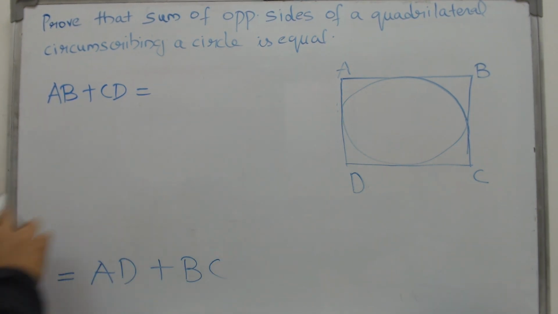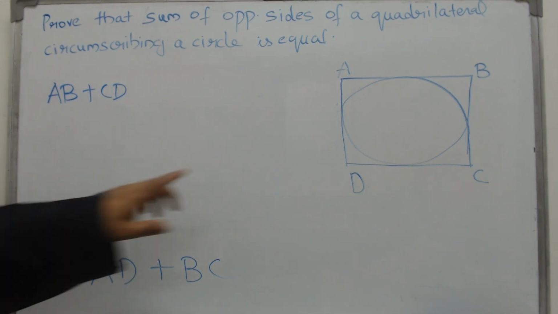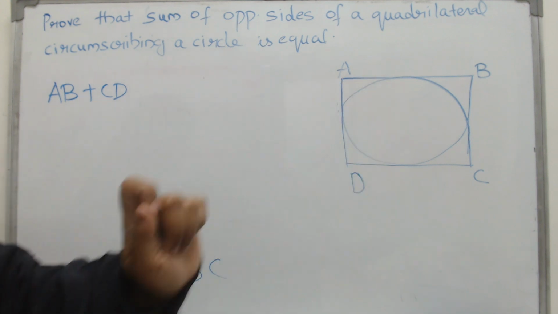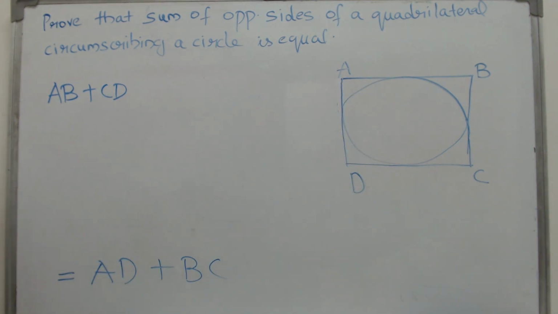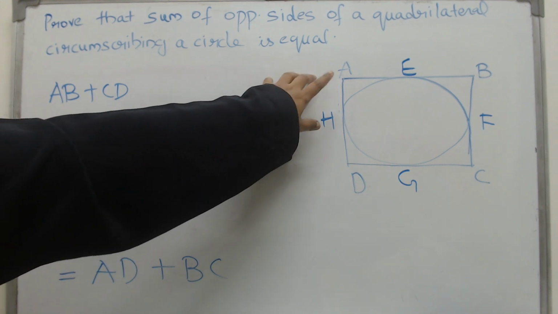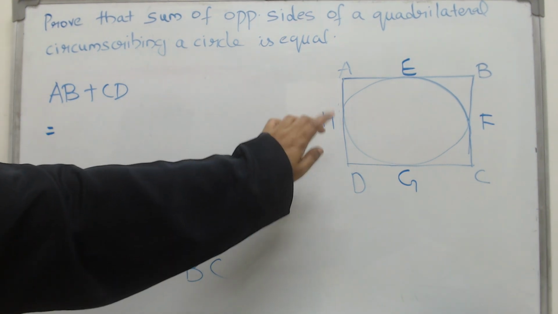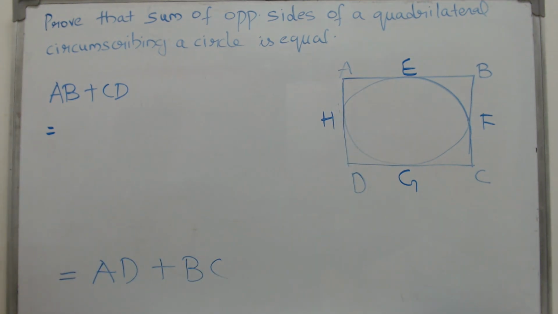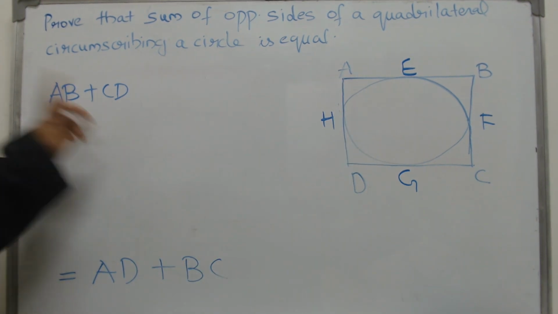Then how will we proceed? Now look at this point. You will see that there are 4 points of contact, right? So let us first name them. The points of contact, or the places where the quadrilateral meets the circle, we have marked as E, F, G, H.